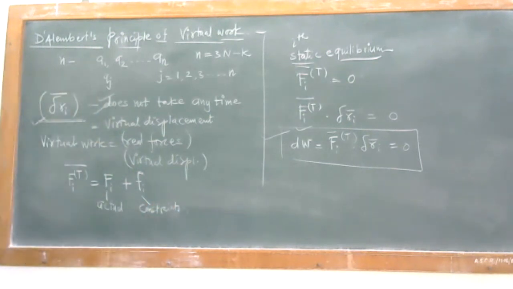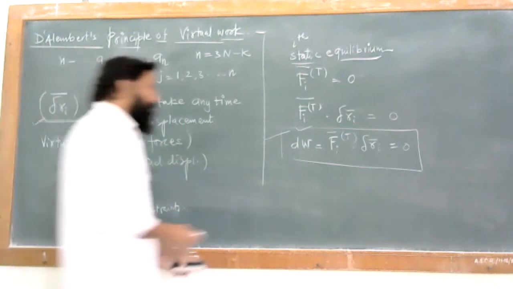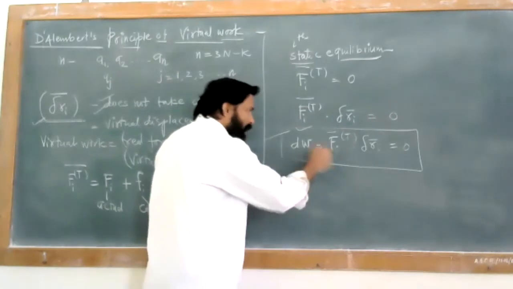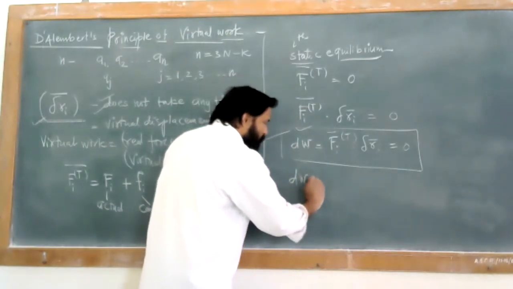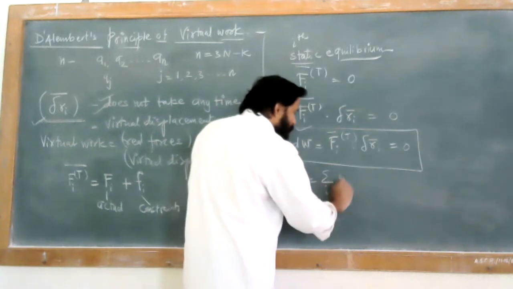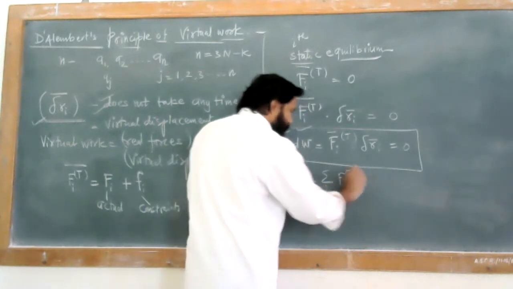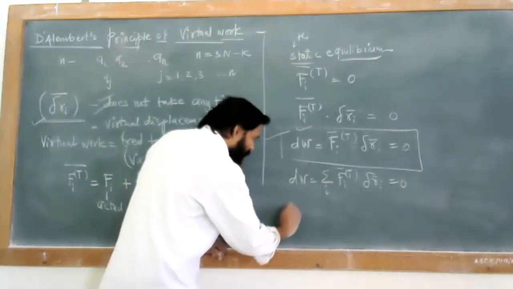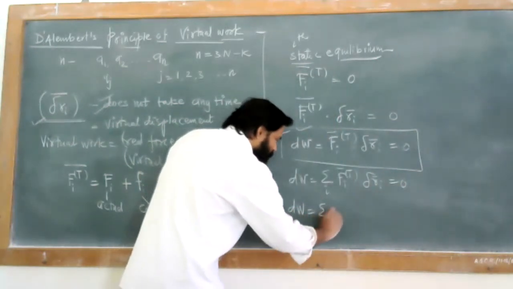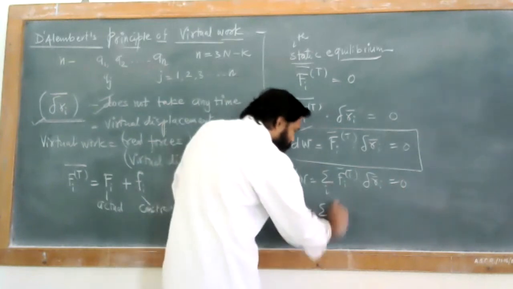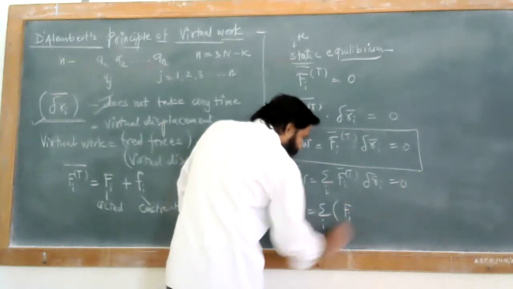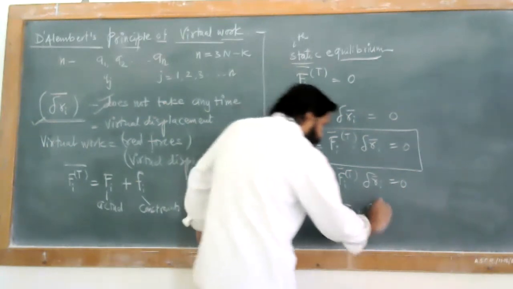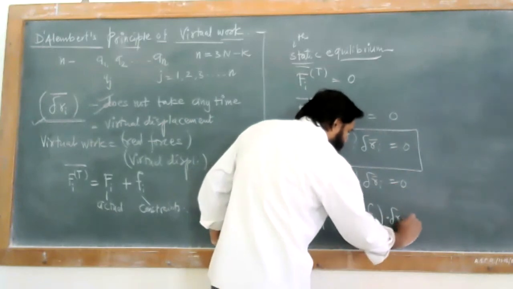So the total work done is given in terms of this dw. Now this was only for the ith particle. For the total system, it becomes the summation over i of Fi(t) dot delta ri, and that must be equal to 0. Or I can write that this dw is equal to the summation over i. I can just put in the value of this Fi: Fi(t) is equal to the actual force plus the constraint force, dot delta ri, and that is equal to 0.